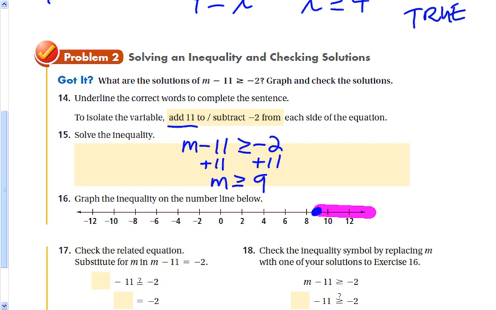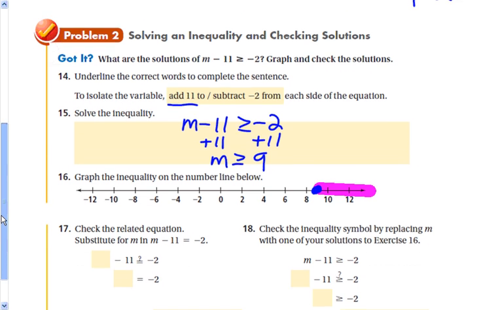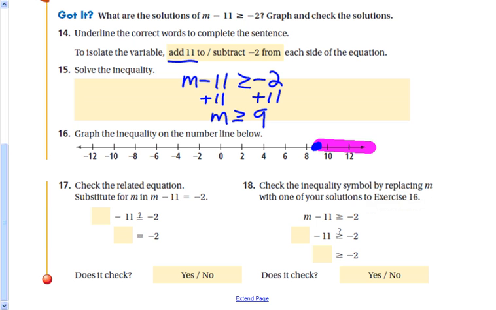So that's my solution. And then I want to check 2 things from that solution. I want to check and see if my boundary point 9 solves the related equation. So 9 minus 11 is negative 2. And I want to check and see if a number that I have shaded here, like maybe 10 or 11 or something like that, also is a solution to the inequality. So 10 minus 11 is negative 1, and negative 1 is greater than negative 2. So yes, those both check.